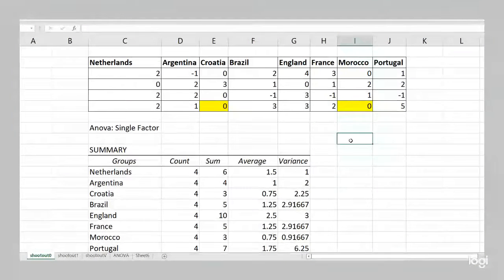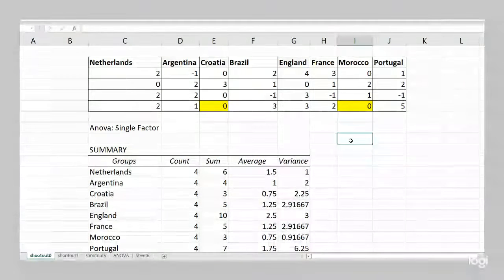We compared the performance of these teams in terms of goal differential using the ANOVA test. I'm not going to explain how the ANOVA test works in this video. You can look at the previous video to see that, and I'll include a link in the description. What I want to do in this video is actually make a counter argument to the idea that goal differential is a good measure of team performance.